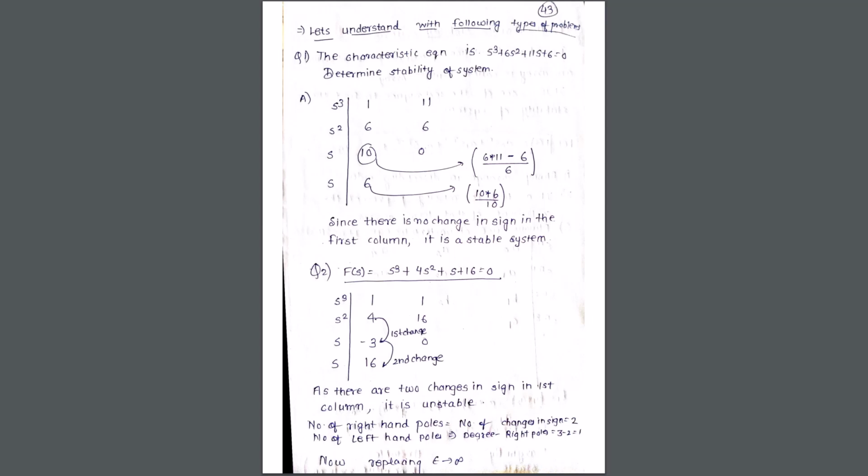The characteristic equation is given as s cube plus 6s square plus 11s plus 6 is equal to 0. Determine the stability of the system. So what was my first rule? I have to arrange the particular equation in the form of descending order. So no problem, it's already given to me in descending order 3, 2, 1, 0. Correct? Okay. What is the next step?